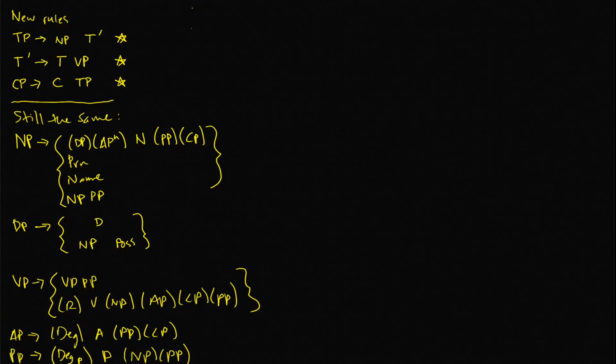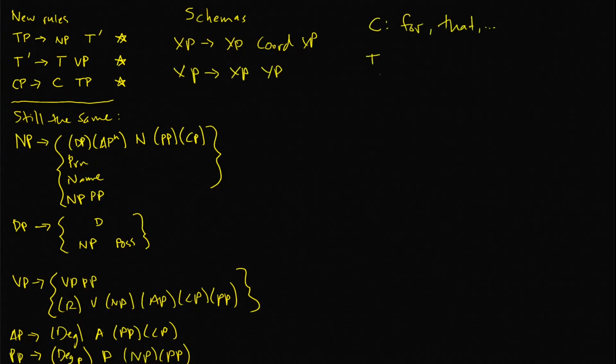We still have our two schemas that we had before. The coordination schema we use as a diagnostic here for constituency, and the adjunction schema. We added "for" to the list of complementizers and "to" to the list of T's. So it's specifically a non-finite T head, and plus finite includes present and past and the modals.